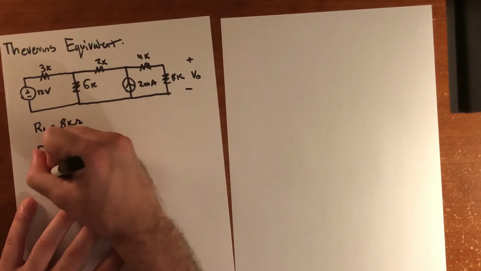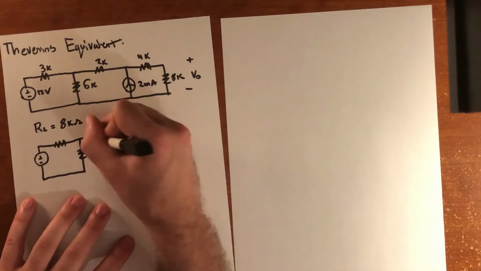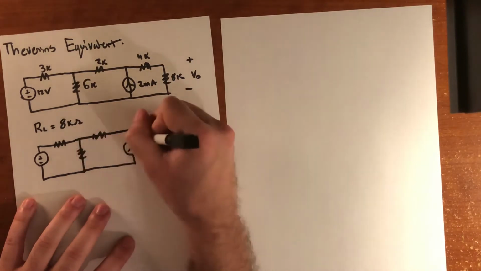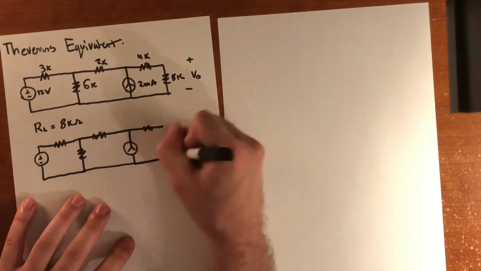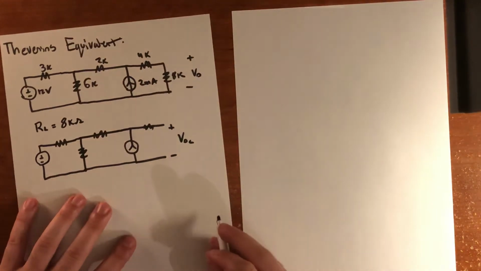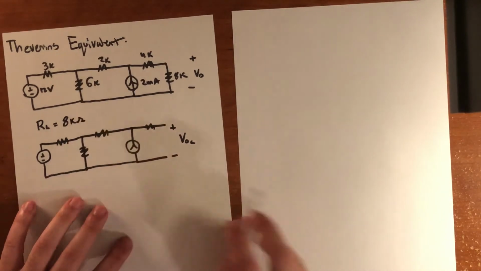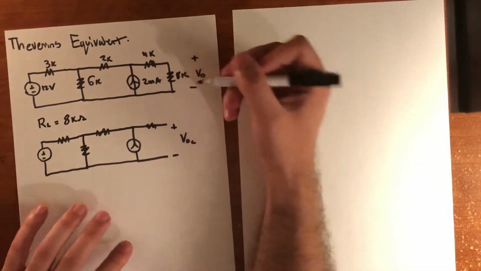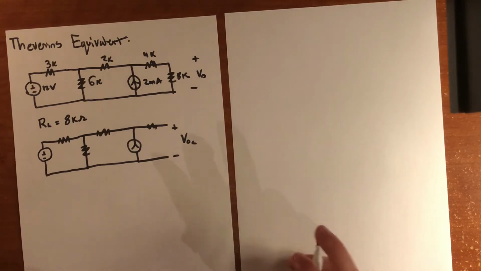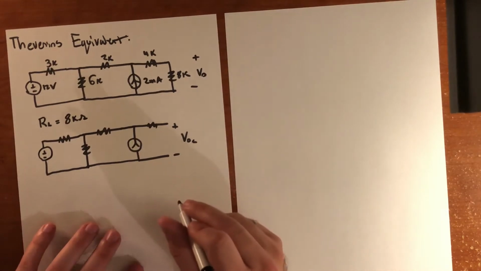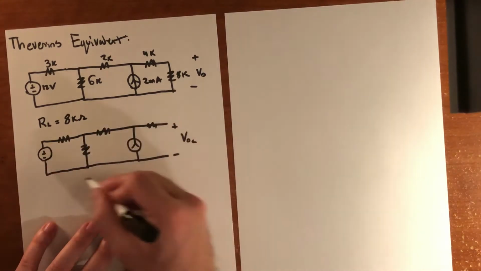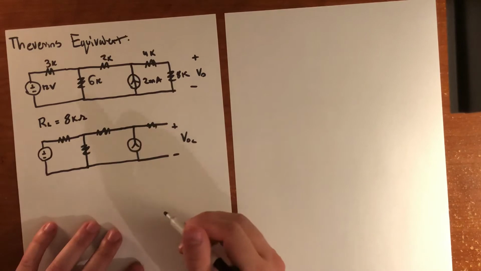What we're going to have is the same circuit, but just with an open circuit, and that we'll call VOC. So this is the exact same, but we're just taking the 8K resistor out. Okay, so what we want to do next is find the equivalent resistance. So we want to find the equivalent resistance of this circuit right here.